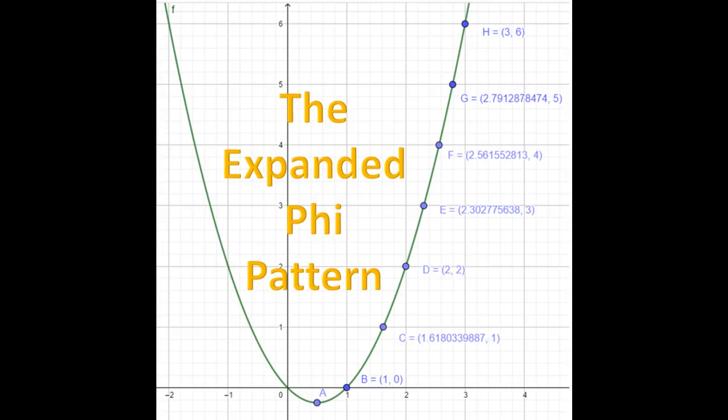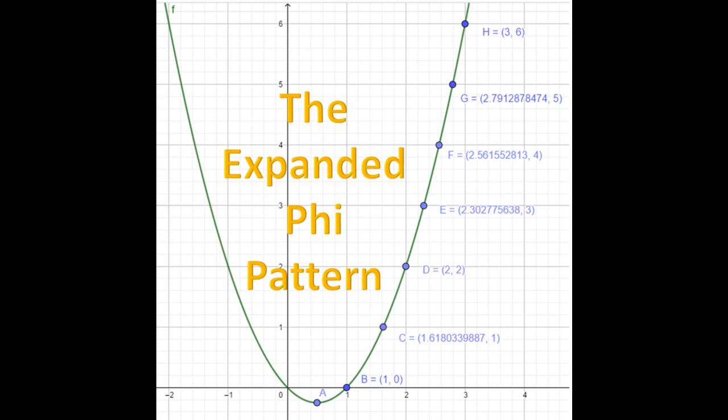Hello and welcome to my video on an expanded pattern of phi, or the golden ratio. I'm going to be showing how this pattern is manifested in a series of parabolas using a great freeware tool called GeoGebra, and I think the visuals will make the pattern really stand out. I even managed a bit of animation.